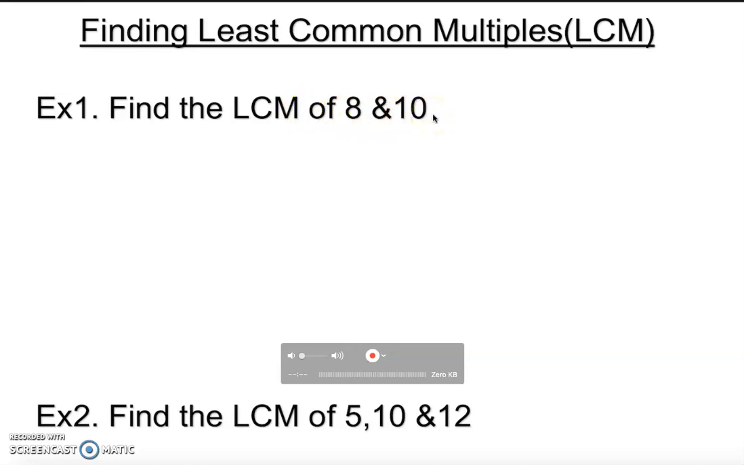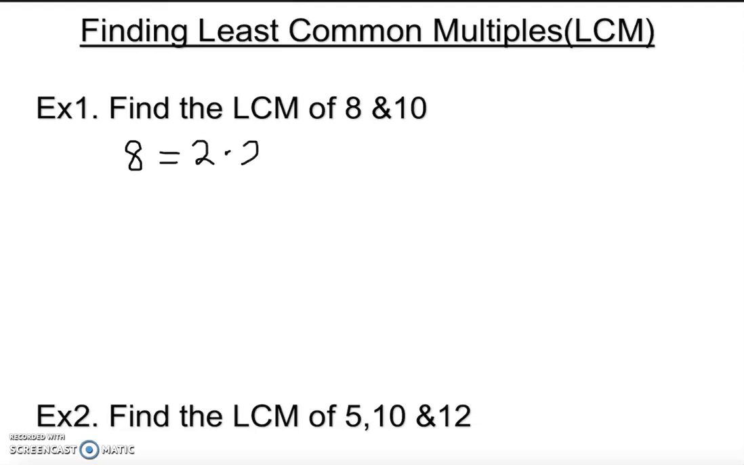So how do you find that? It's almost the same technique we use to find the LCD. I'm actually going to show you two ways on this one. Number one is the traditional way many textbooks show you. This is 8. You break it down into prime factors: 2 times 2 times 2, which is 8. These are prime factors, so you cannot break them down any further. Any number greater than 1 that cannot be broken down any more is called a prime number.